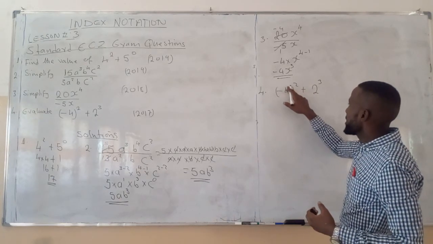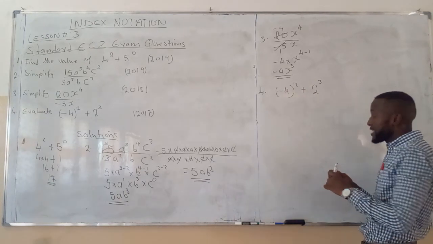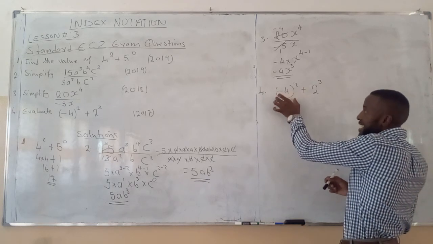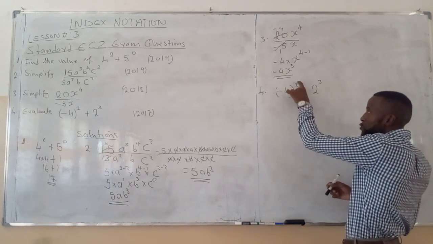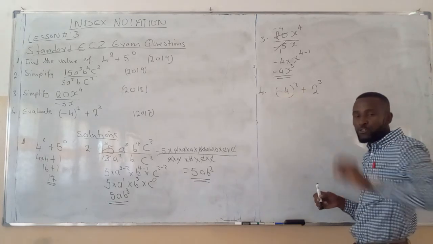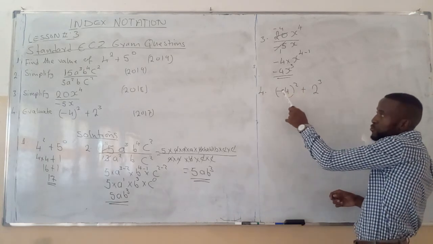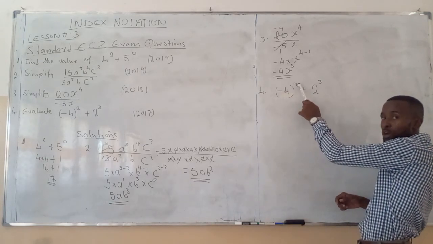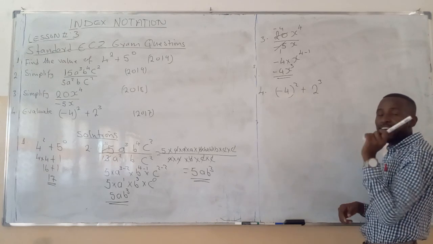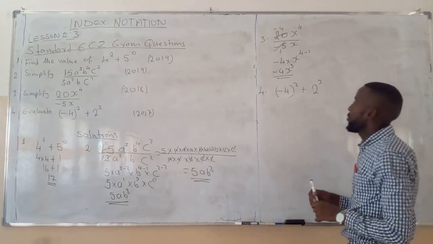Now, in other words, here is what it also means. Look at this one. Anything that is inside the brackets, as long as it is raised to a power, then that thing is also raised to that power. So this negative is raised to power 2, and this 4 is also raised to power 2. That is what this simply means.